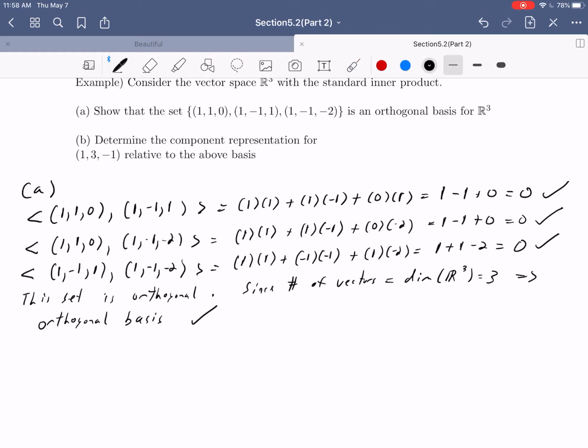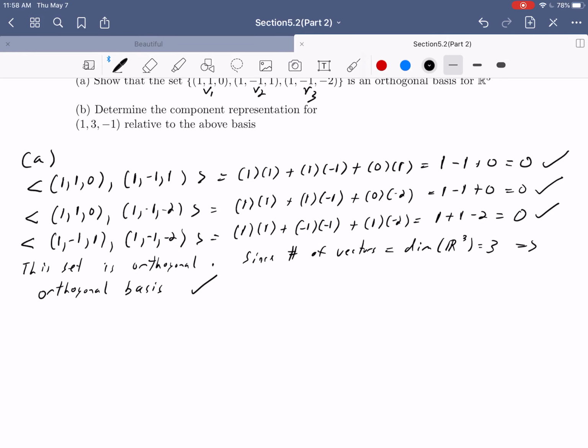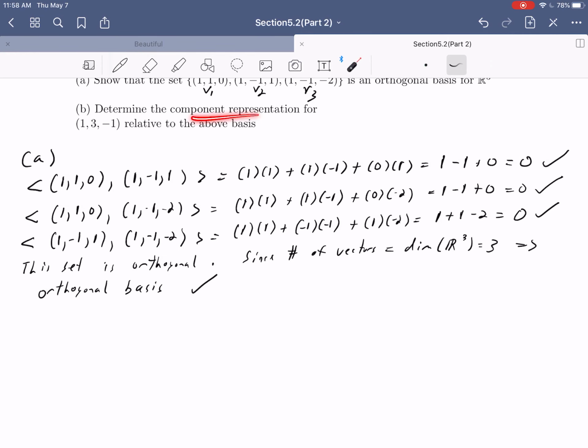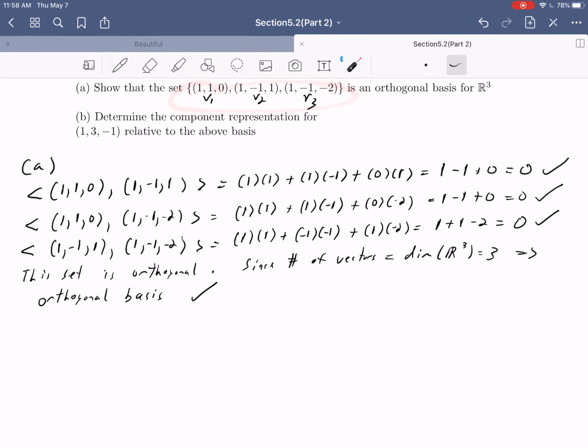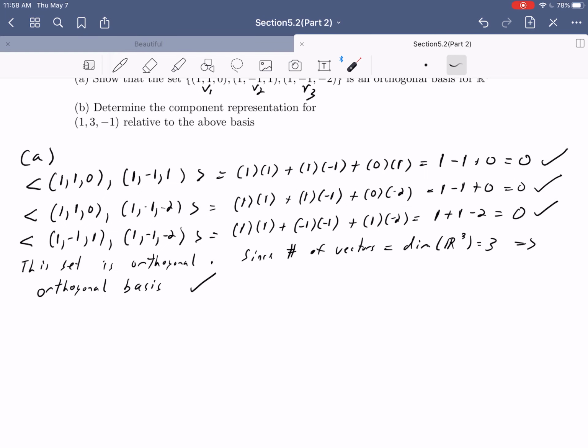All right. So for convenience, as we start to do this component representation, let's quickly name this guy V1, this guy V2, and this guy V3. Now remember, when you do component representations, the order in which the vectors are written matters, because you're treating it as an ordered basis.